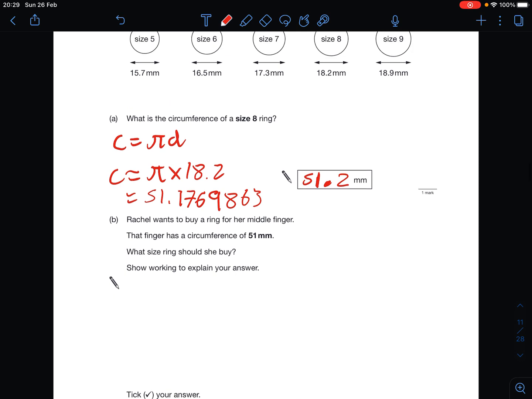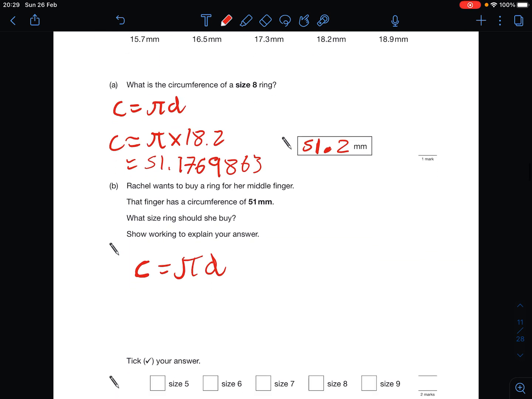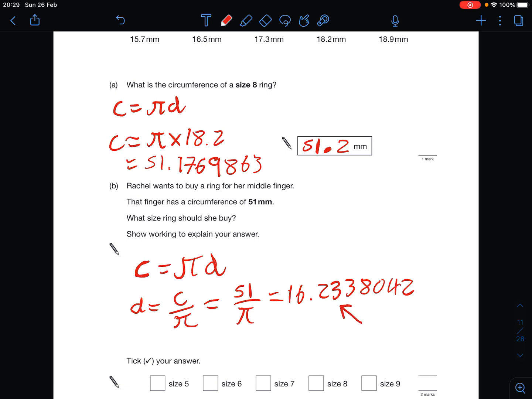Right, same idea here. Rachel wants to buy a ring for her middle finger. The finger has circumference 51 millimeters. So I'm once again using the circumference formula, and I'm going to relate it to the diameter because everything's in diameters. Now I want to figure out the diameter. So diameter would be the circumference divided by pi. Or in this case, 51 divided by pi. Typing that into my calculator, 51 divided by pi gets me 16.238042, but it needs to be bigger.